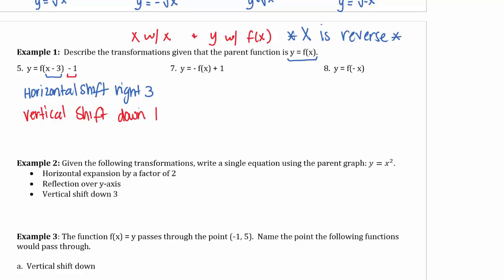Okay, so now I have a negative f of x. See, that means, remember, f of x is y, so that means opposite y. So y is changing.